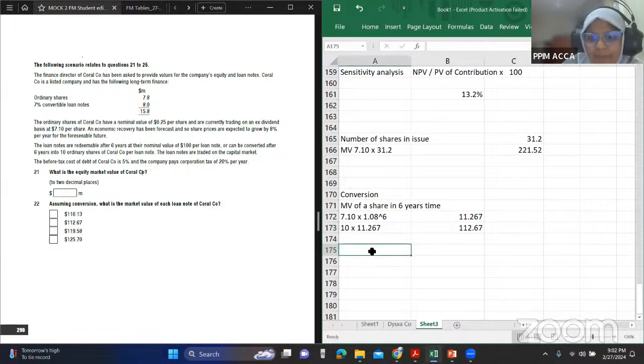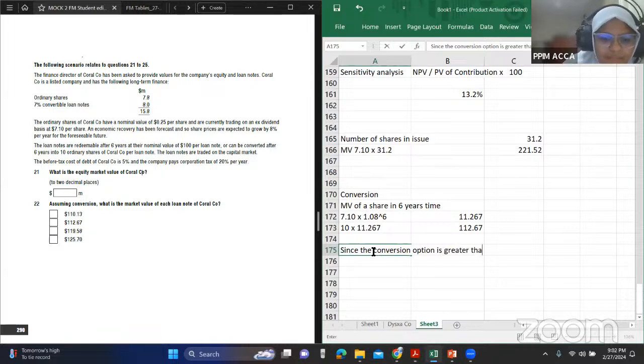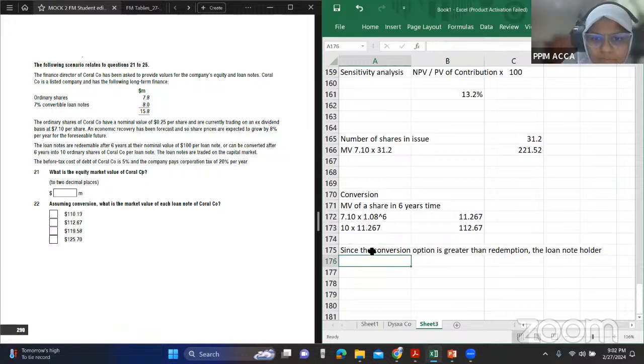In your exam, please make it a point to write that since the conversion option is greater than redemption, the loan note holders will opt for conversion.